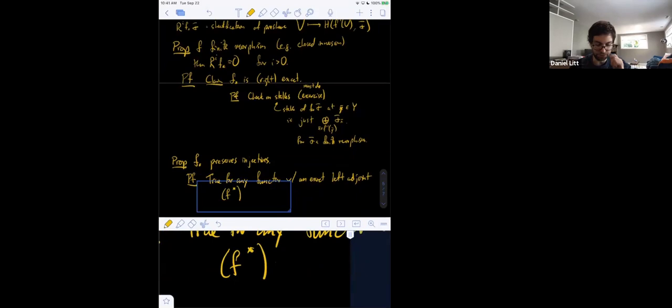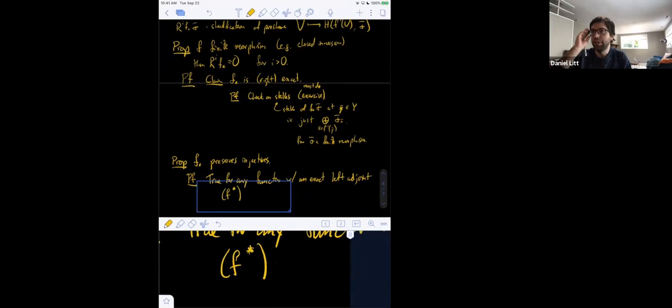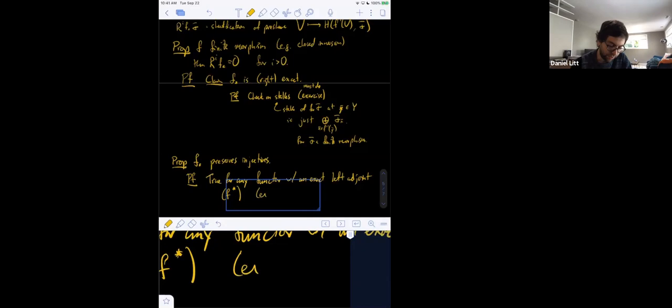Does anyone remember why it's exact? Because filtered colimits are exact and sheafification is exact. Yeah, exactly right. Or another way of saying it is you could check on stalks, and the stalks of the inverse image are just the stalks of the original sheaf. But yeah, that argument works too. Okay, and then the formal statement here, that a functor with an exact left adjoint sends injectives to injectives, is also going to be an exercise.